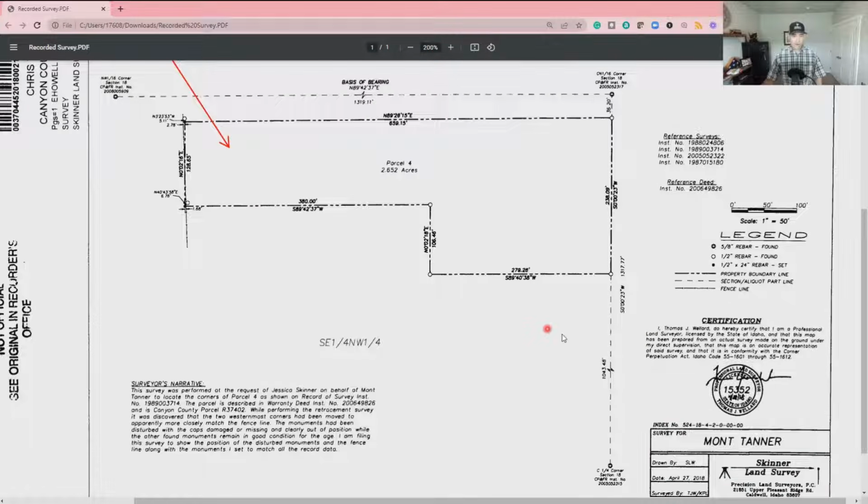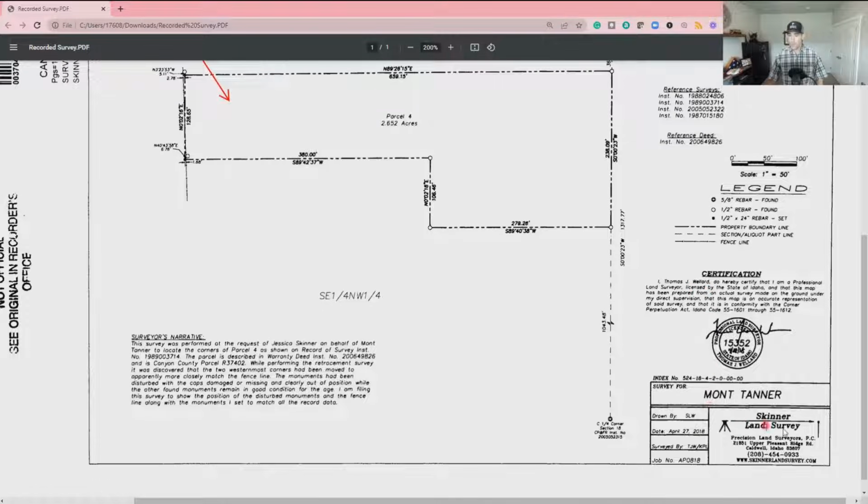You're also going to see here there's a certification. This is the actual surveyor that did this work. So this is the individual, not necessarily the company. This Thomas J. Wellard was actually working for Skinner Land Survey. You can see that here. But he's actually signed as TJW, which is Thomas Wellard. So you can see here that is the reference on who the actual surveyor is.